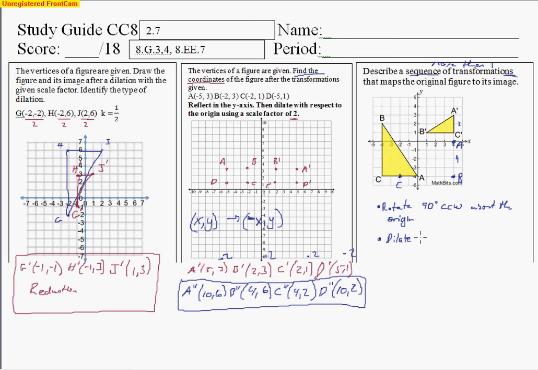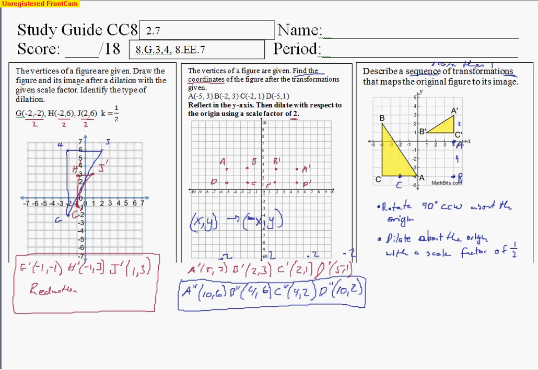So I'm going to dilate about the origin with a scale factor of 2. And what that'll do is it'll double all, instead of 2, let's go ahead and go by 1/2 because I need to reduce it, not make it bigger. So let's change that. So, with a scale factor of 1/2, and that will decrease the size of each of these points. So let's see where that puts it.